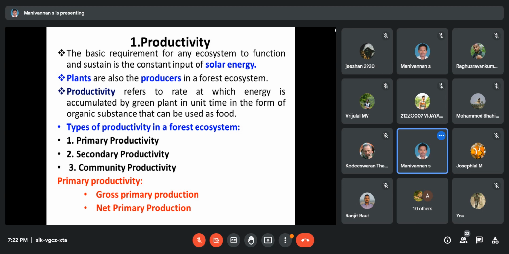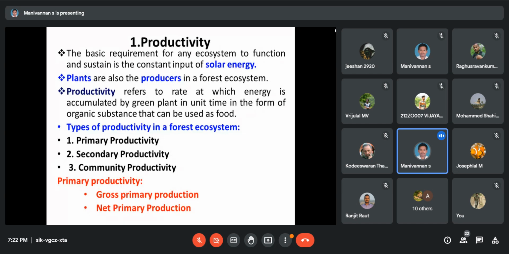Second, the plants are also the producer in the forest system. This was already studied in the lower classes. What is producer? What is consumer? The consumer, the different types of consumer: the primary consumer, secondary consumer, and the tertiary consumer. The third one is called the decomposer. Okay, already studied in the lower classes.